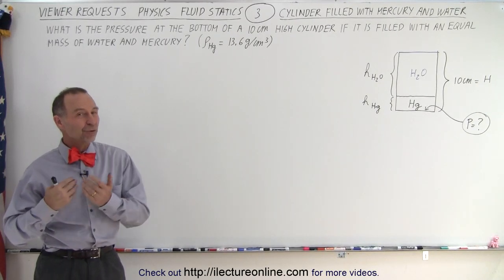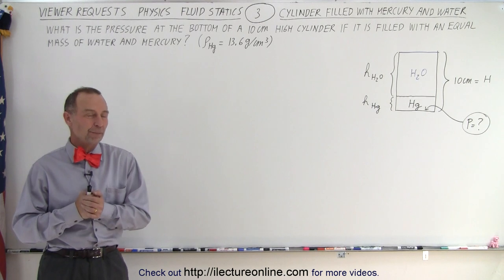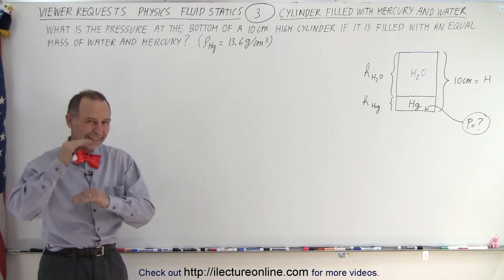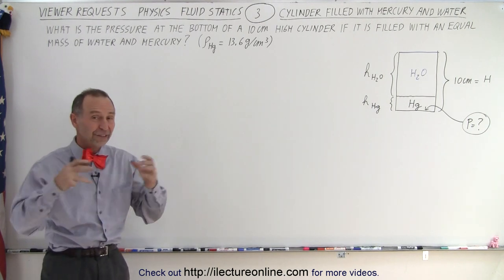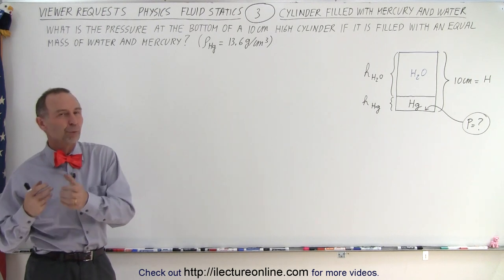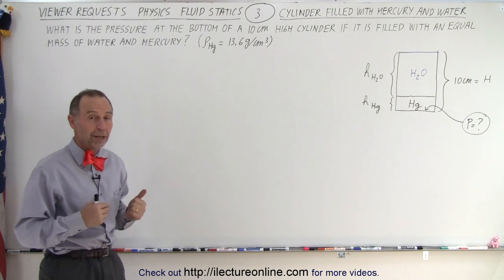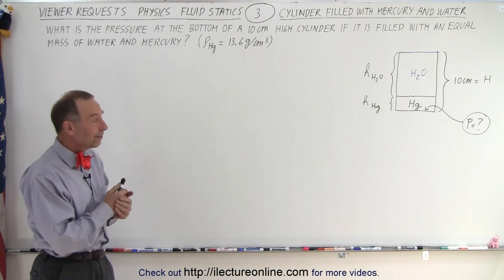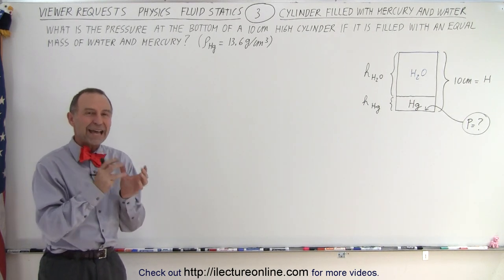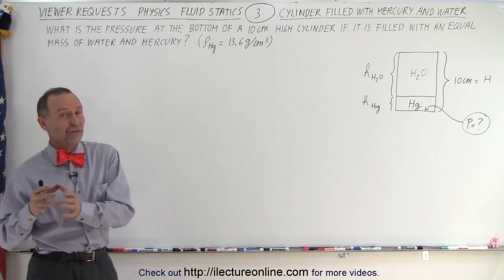Here's another very interesting viewer request video. It has to do with a cylinder 10 centimeters tall, filled with a combination of mercury and water. They want us to find the pressure at the bottom. The constraint is that the mass of water equals the mass of mercury.